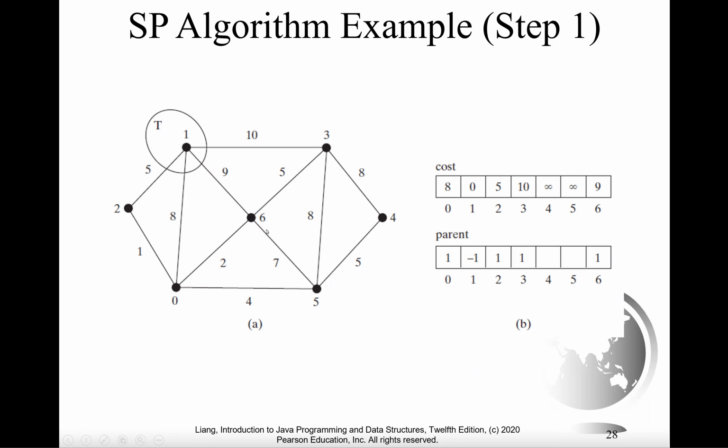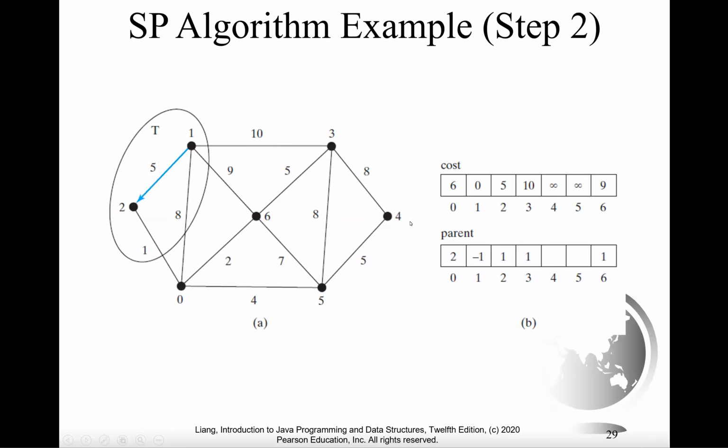And here, this vertex 2, and so we're going to bring 2. After you bring 2 into T, you're going to adjust the cost. The cost for 0 was 8, now it's going to be 1 plus 5, it's going to be 6. So that is the shortest distance from 0 to 1. So now you see the next, this is right here, is 6.